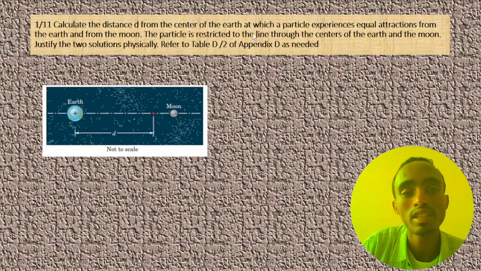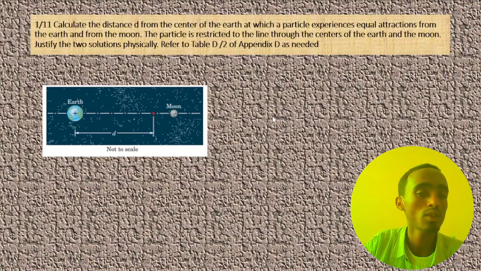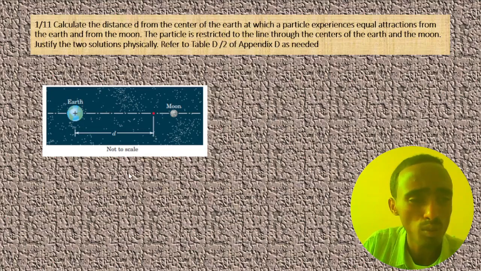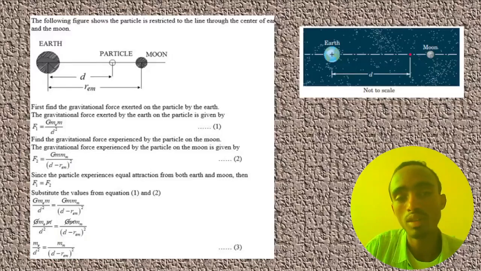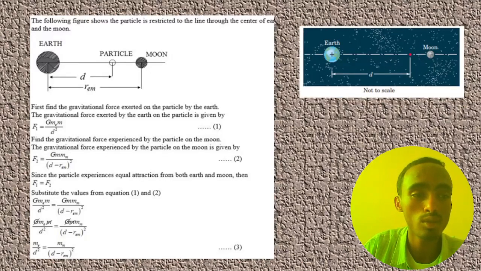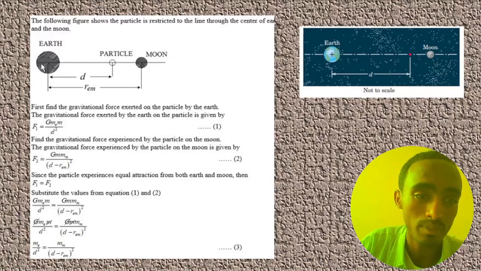The particle is restricted to the line through the center of the Earth and the Moon; justify the two positions physically. Then we can use the dynamics book table in Appendix D to know the mass of the Moon and the mass of the Earth, or we can use another reference. Simply calculate. First we will draw the free body diagram.